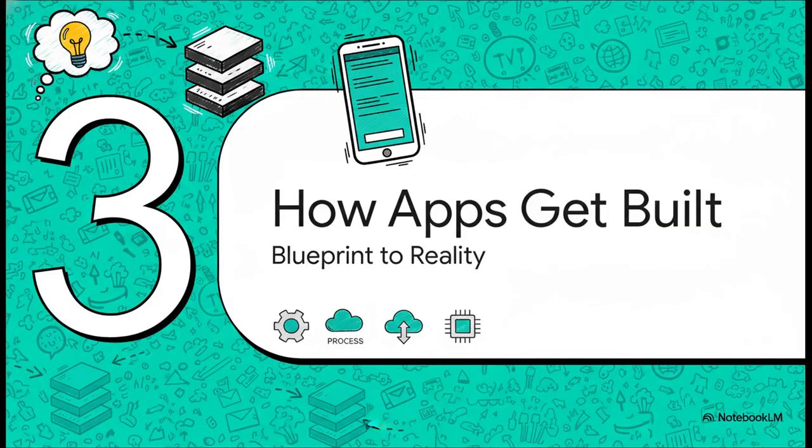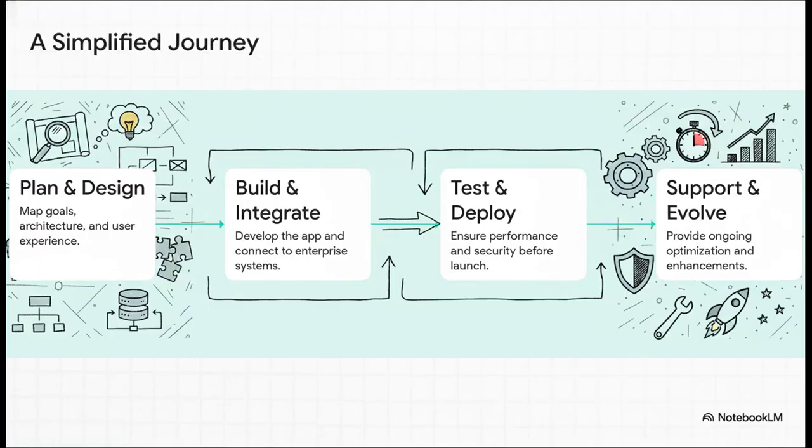Okay, so we get what it is and why it's so powerful. But how does an idea actually become a real working app in this world? Let's walk through the actual process. It might sound complicated, but it really boils down to a simple four-step journey. You always start with planning and design, where you map out what the app needs to do. Then you move to build and integrate. That's where you're snapping those Legos together and connecting to your data. After that comes test and deploy, which is super important to make sure everything works perfectly before you roll it out. And finally, it doesn't just stop there. You've got support and evolve, keeping the app updated as business needs change.